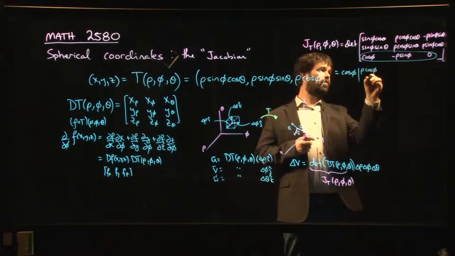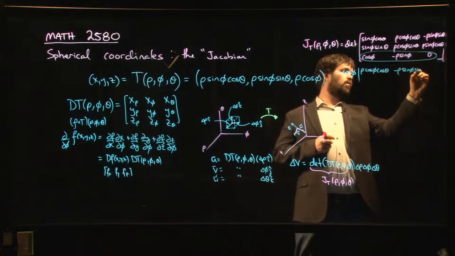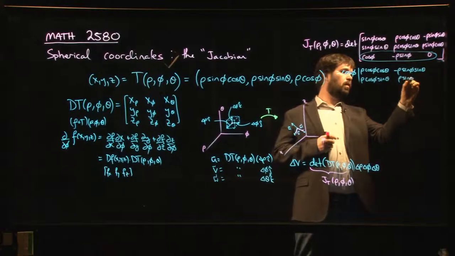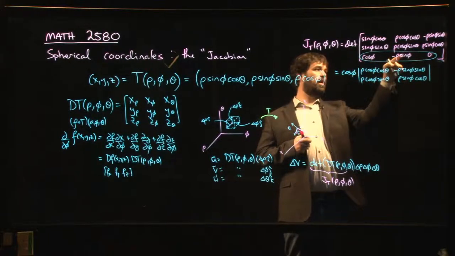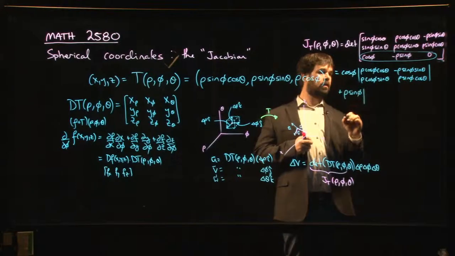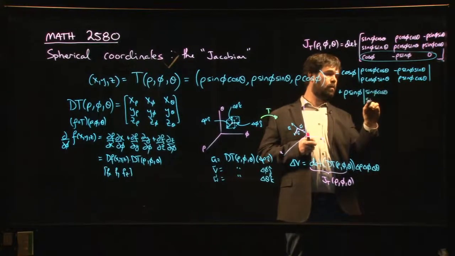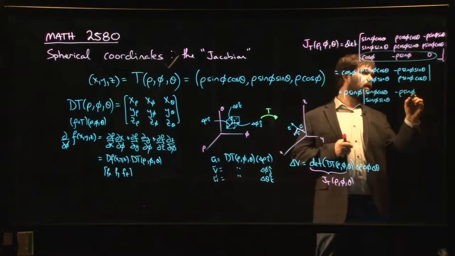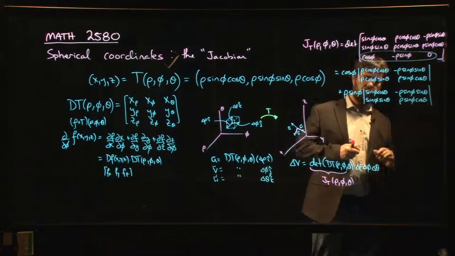Rho cos phi cos theta, minus rho sine phi sine theta, rho cos phi sine theta, rho sine phi cos theta. Remember there's a sign change: it goes plus, minus, plus. So it's minus, but there's another minus sign, so we get plus rho sine phi times, if we delete the middle row, the determinant with sine phi cos theta, sine phi sine theta, minus rho sine phi sine theta, rho sine phi cos theta.